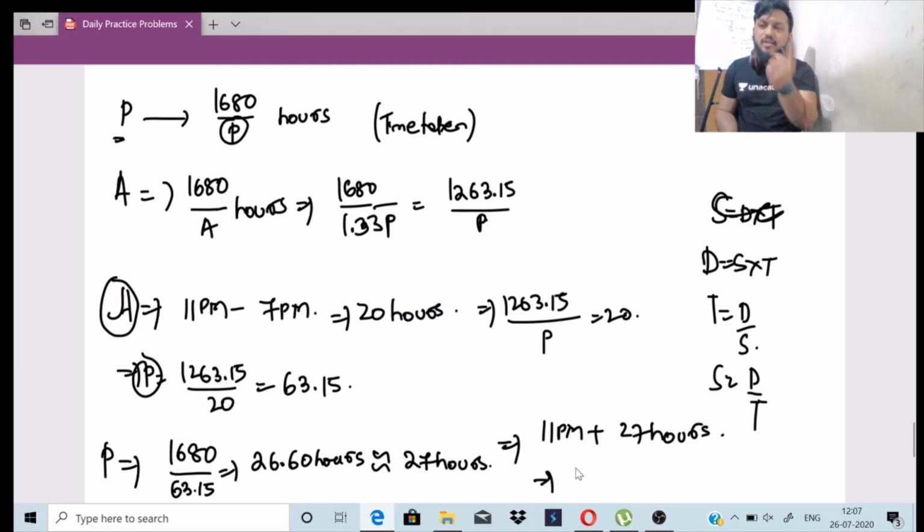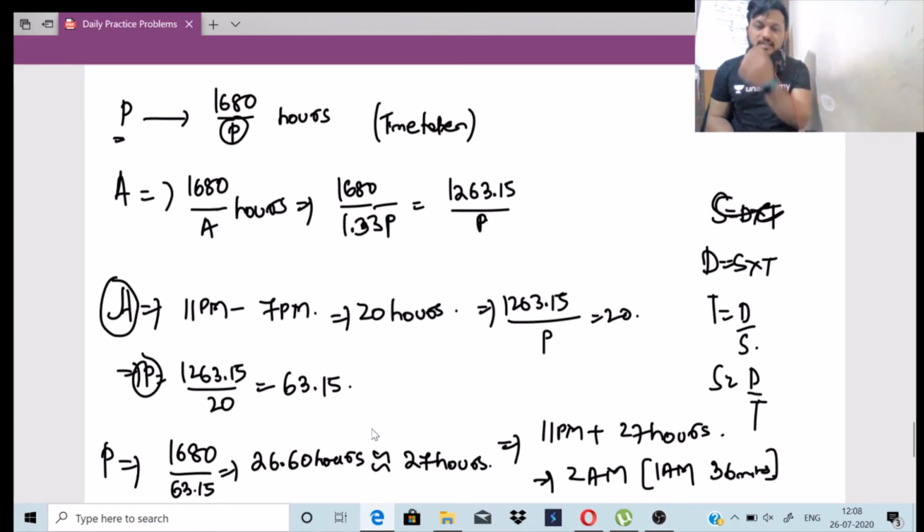So this is 11 to 12, 12 to 1, 1 to 2, right? So this will be 2 a.m. Technically it is actually 1 a.m. 36 minutes, क्योंकि 60 into 0.6 करेंगे, we will get 36 there. So 26 hours 36 minutes will be the answer, 1 a.m. 36 minutes. But we have a whole number in the options, so we are choosing the time 2 a.m. 11 p.m. plus 3, right? Next 11 p.m. में 24 hours हो जाएगा, एक दिन हो जाएगा, तो extra 3 hours add करना है. 11 to 12, 12 to 1, 1 to 2.